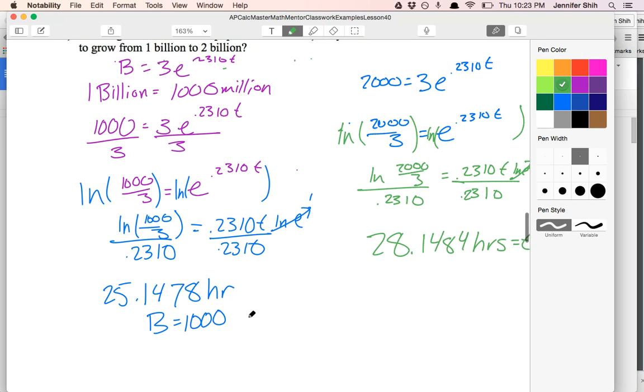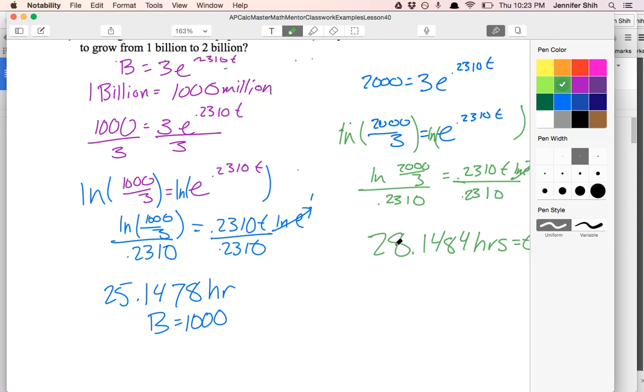So how long will it take to get from this amount of time to this amount of time? The change in time is going to be 28 minus 25, which is about 3 hours.